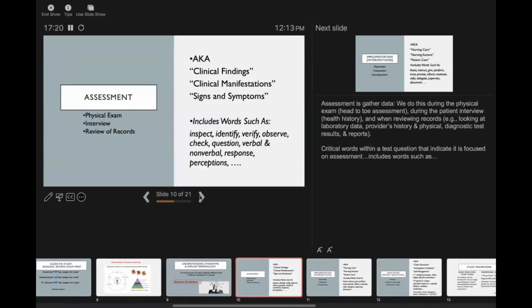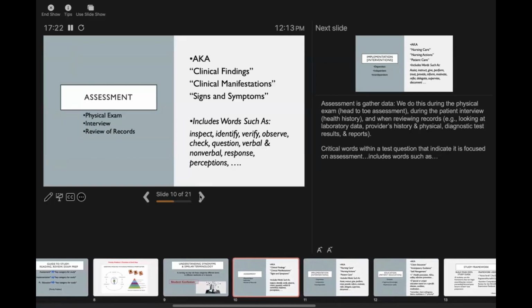So in assessment, these are some of the other terms you'll hear and see in textbooks. Sometimes assessments are going to be called clinical findings or clinical manifestations or signs and symptoms, right? And those are all pointing us back to that we're gathering assessment data, right? It's back to the physical assessment, the patient history, review of records. Those things all come back to the assessment.